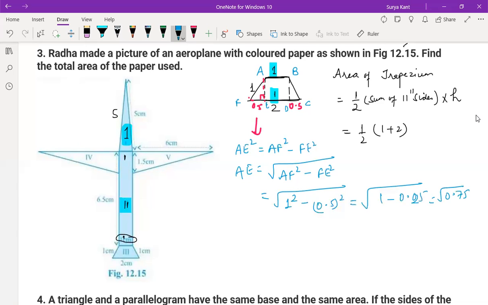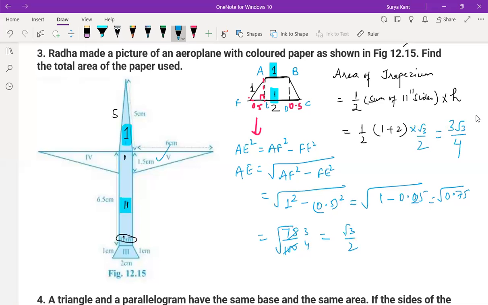So what is 0.75? You might be knowing, right? You can write 75 by 100 if you want, that is 3 by 4. So the answer is root 3 by 2. Understood? So you can multiply here, you can write here root 3 by 2. So this you can write as 3 root 3 by 4. Understood or not? Understood, Akshay? Understood, sir.